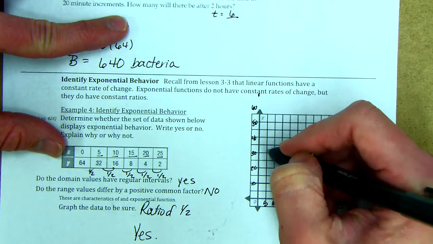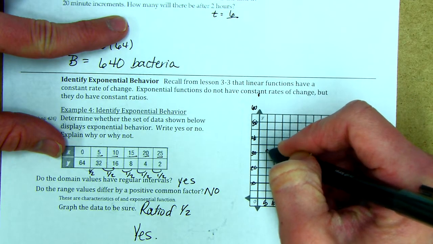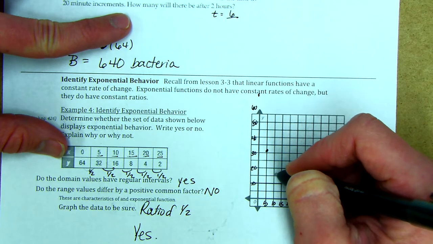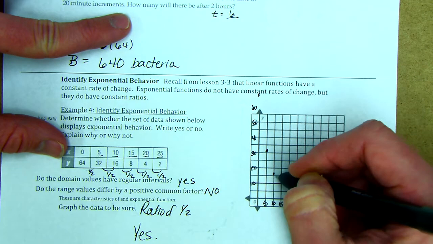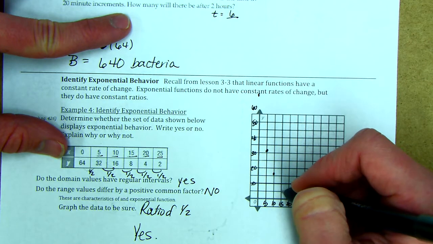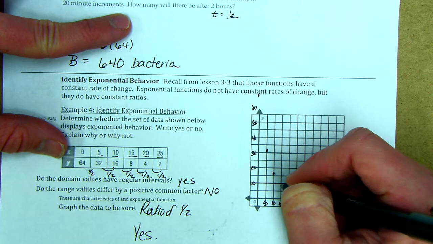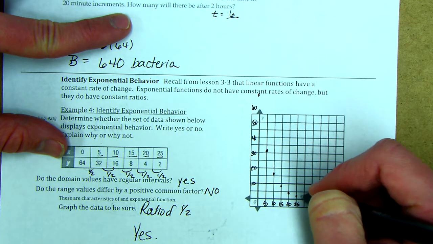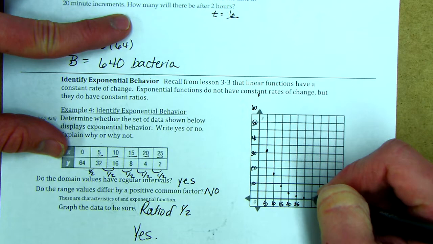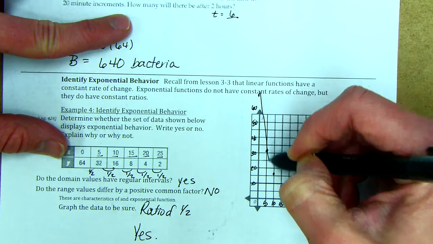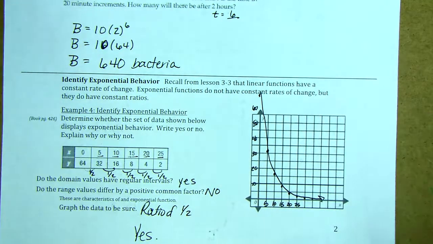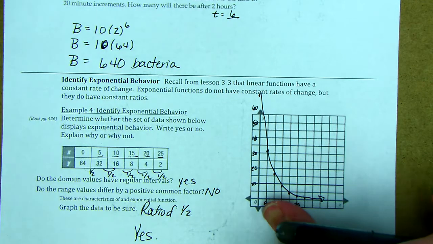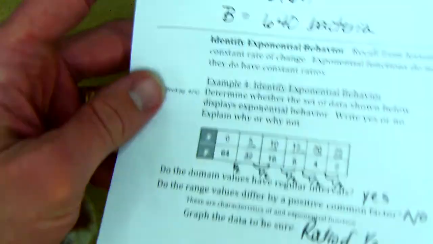5 is at 32. 10 is at 16. 15 is at 8. Then we got 4. Then we got 2. It would be at 1. It would be at 1/2, and so on and so forth. So is it exponential? The answer is absolutely. Okay, yes.